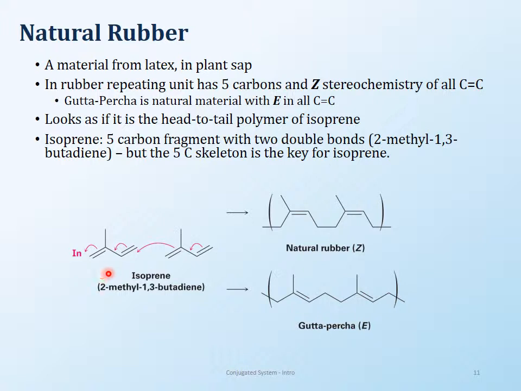So in any case, this is the isoprene structure, and natural rubber is actually made from isoprene units. And so this is kind of what natural rubber would look like. And by the way, natural rubber is a polymer of isoprene units. I think I just said that also.